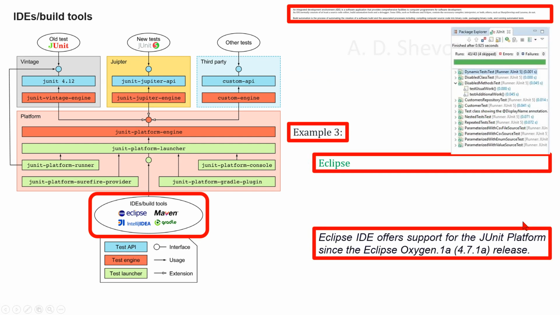As an example 3, we can consider Eclipse. Eclipse IDE offers support for the JUnit platform since the Eclipse Oxygen.1a (4.7.1a) release. You can see the execution of the test here.